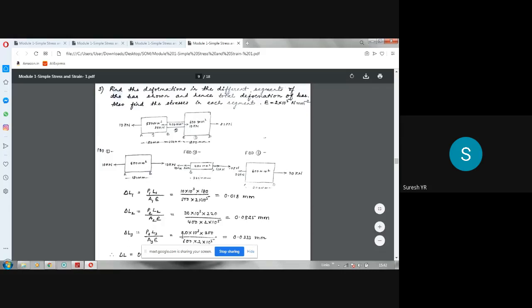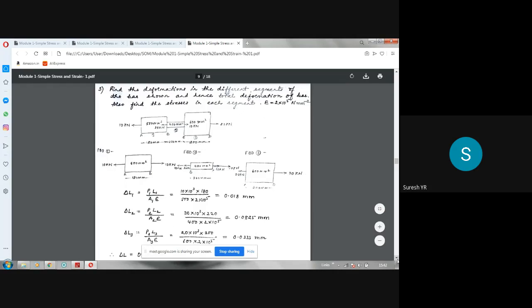Next, delta L3, P3 L3 by A3. Here 20 kilonewton is the force acting here. So 20 into 10 cube, length is 200 mm, area is 600 mm square, E value 2 into 10 power 5. You will simplify that. So this is also positive because this is also tensile.